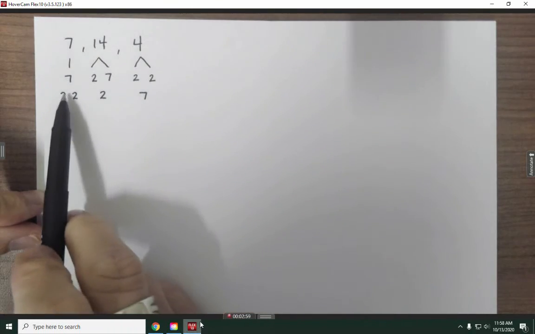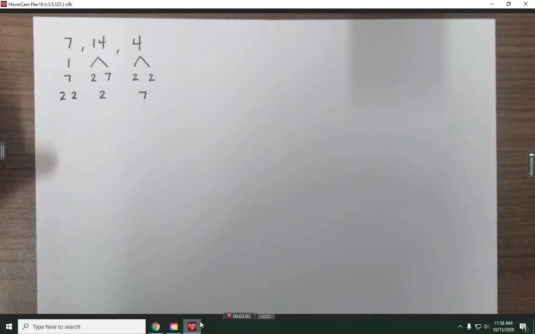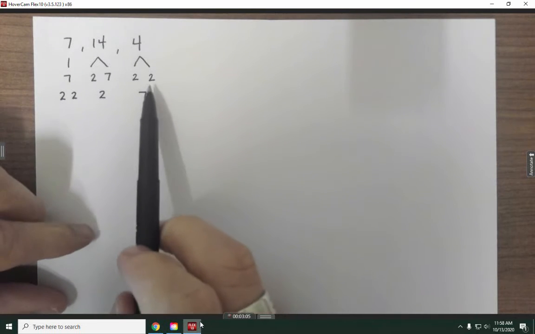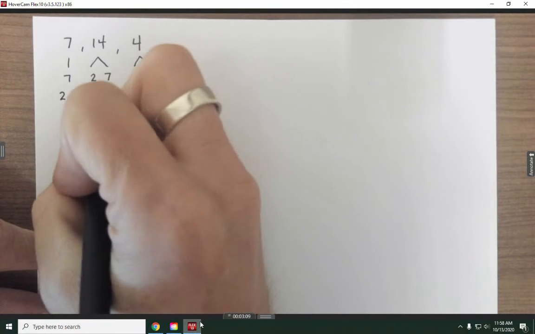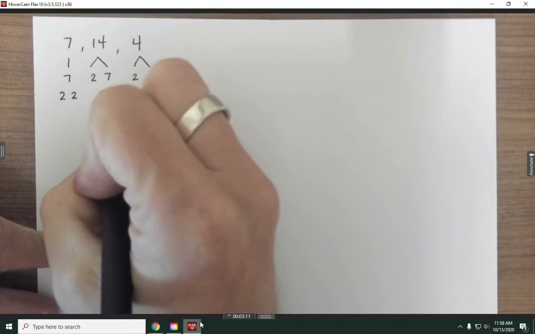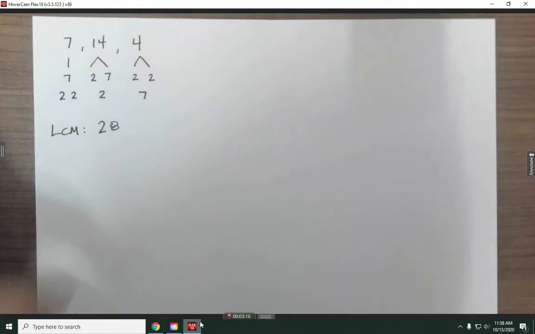And now they all have the same trio of numbers. If you do the math to figure out what this is, 2 times 2 is 4, times 7, that is 28. So the least common multiple for this is 28.